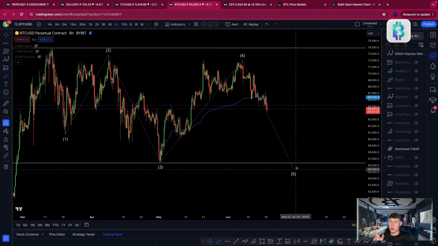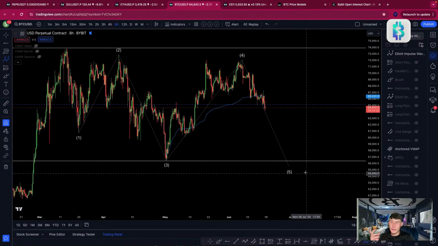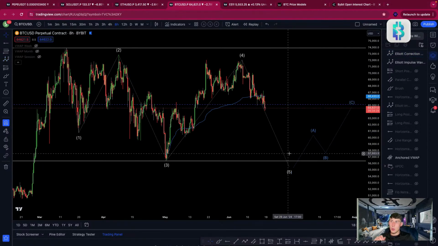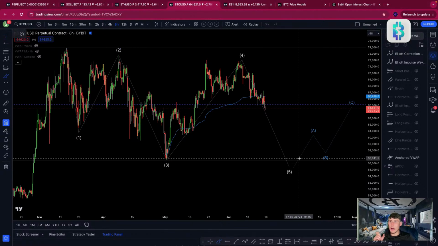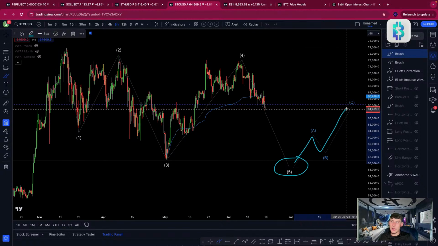If I see what I want to see down there for a long trade, then I will take that long trade, because we understand that after a 1, 2, 3, 4, 5 bearish count, or even a bullish count, we're expecting an ABC correction. So if we see what I want to see down here for the long trade, I will take the long trade, and I will be looking for an ABC correction.